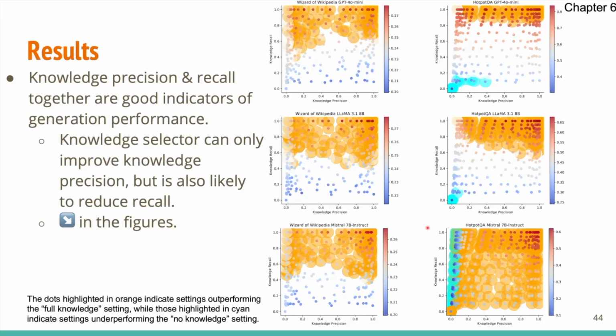Reflecting in these figures, it means we start with the upper left corner, for example, here, and then move towards the lower right corner, like maybe here, if we improve the knowledge selector. And if we apply a perfect knowledge selector, then maybe we start from here and directly move horizontally rightward, to like maybe here.